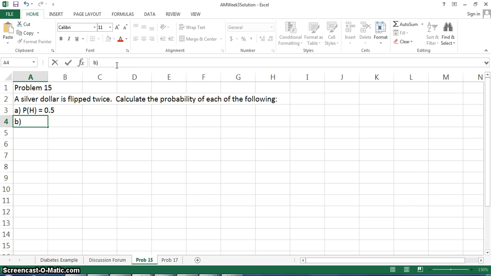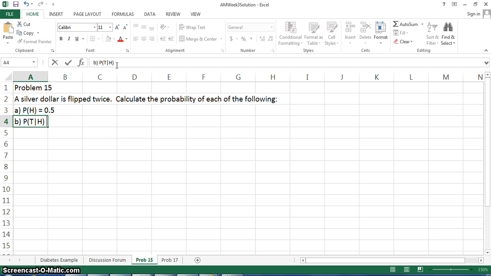Part B asks, what is the probability of getting a tail on the second flip given that the first toss was a head? The notation on the screen, the P stands for probability, and then we would read this notation as the probability of tails given a head. So the vertical line is read as given. So the probability of a tail on the second flip given a head on the first flip.